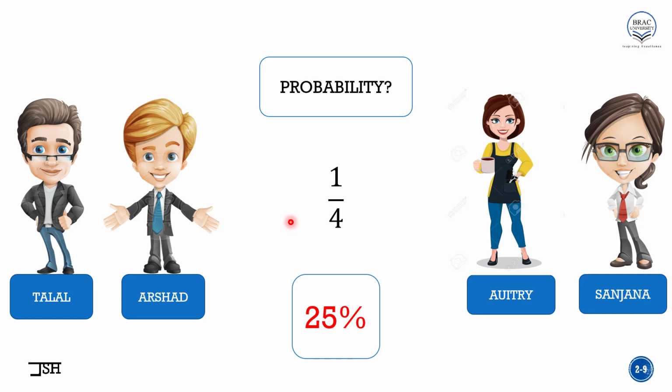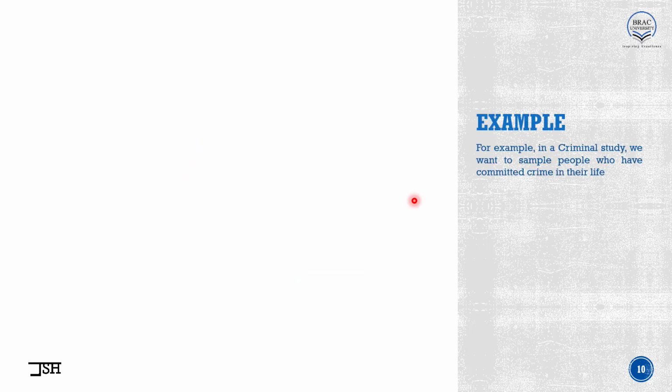But what about practical examples? Let me give you a practical example. Let me give you a scenario when you actually might not be able to get this number, the total number of people in your population. So here it goes. Let's assume we are going to do a study on criminal investigation. So a study on crime rates or crimes in Bangladesh. So for example, in this study, we want to sample people who have committed crime in their life. So I want to sample people from those who have criminal history or who have done some sort of criminal activities in their life. Now, what type of people belong to my population?